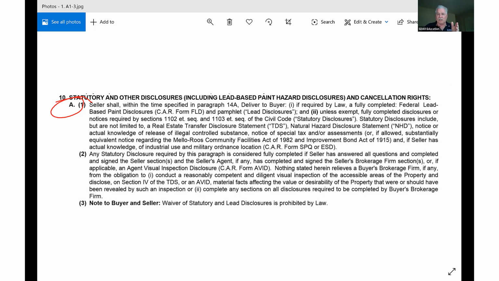So the 7 days is gone, the 17 days is 10 more days. So they run concurrently. So now we've got paragraph 14A, an important paragraph, delivered to the buyer. So the seller's going to give this to the buyer. What are they going to give them?